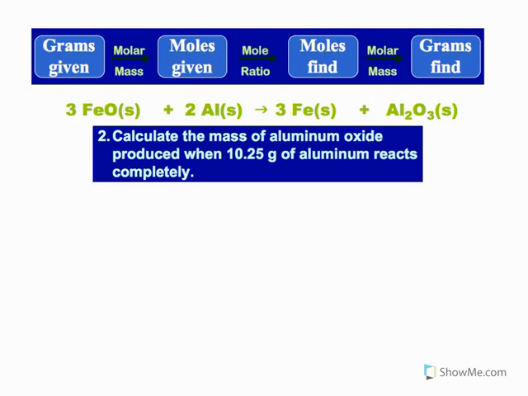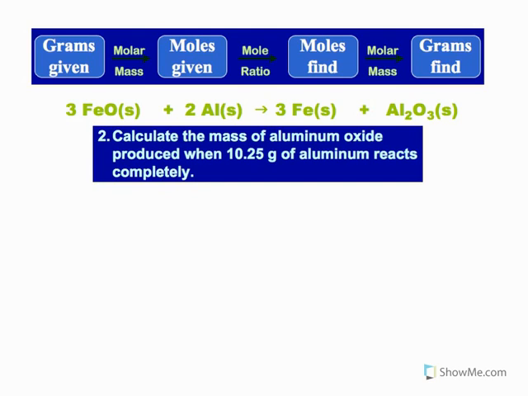Welcome back, and we're going to do another example with the stoichiometry and the gram to mole gram calculation, only this time we're going to do kind of a shortcut instead of breaking it out in each part. And now I'm asked to calculate the mass of aluminum oxide produced when 10.25 grams of aluminum reacts completely. You start with what you're given.